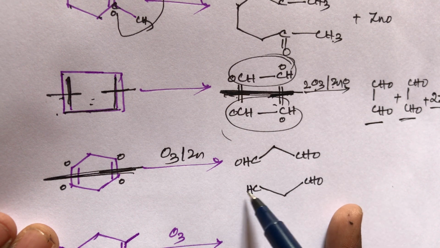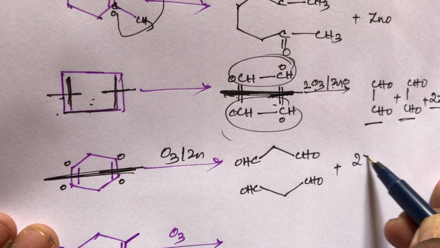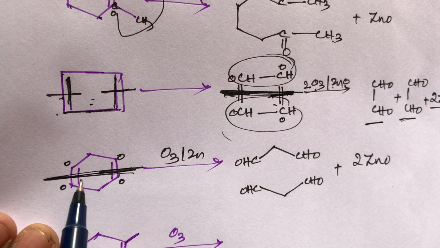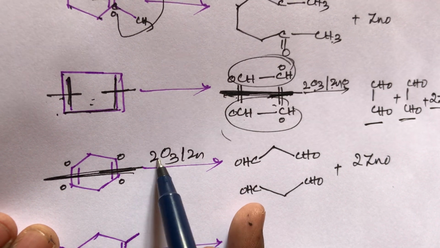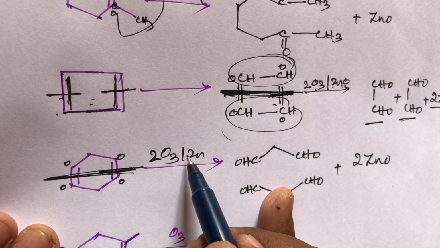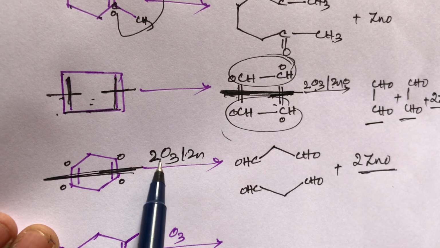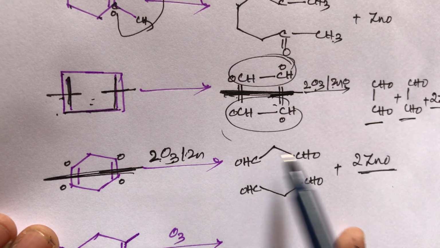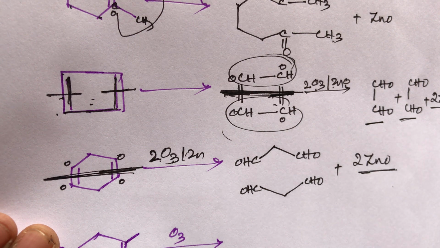CHO, then CHO plus 2 moles of ZnO. Here 2 double bonds are there. We should take 2 moles of ozone and 2 moles of zinc. So that is the final product. Here total 6 oxygens are there: 1, 2, 3, 4, 5, 6. So this is the bond cleavage. This is the ozonolysis in cycloalkene compounds.